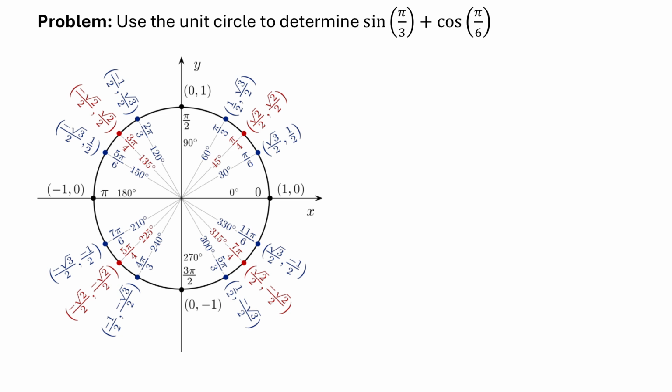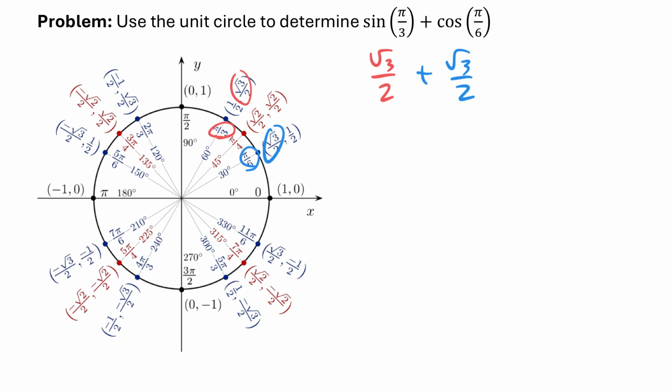Now, sometimes you'll have questions that ask you to do multiple trig values and then do some arithmetic with them. In this case, we're asked to find sine of pi over 3, and then find cos of pi over 6, and then add those two numbers. Now this one's relatively straightforward because both of these are on the unit circle. If we're looking for pi over 3 and we're looking for sine, which is y, we'd have root 3 over 2. If we're looking for pi over 6, that's right here, and cos is right there.